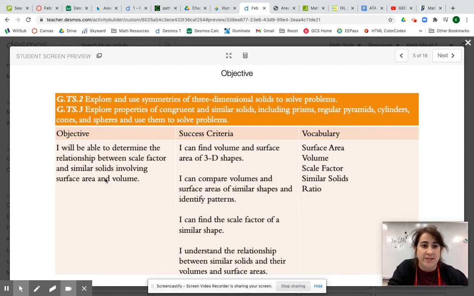So your objective for today is: I will be able to determine the relationship between scale factor and similar solids involving surface area and volume. So the standards that I'm really talking about are explore and use symmetries of three-dimensional solids to solve problems, and explore properties of congruent and similar solids, including prisms, regular pyramids, cylinders, cones, and spheres, to use them to solve problems. So here you can read your success criteria and the vocabulary you will be seeing today. I might have missed apothem.